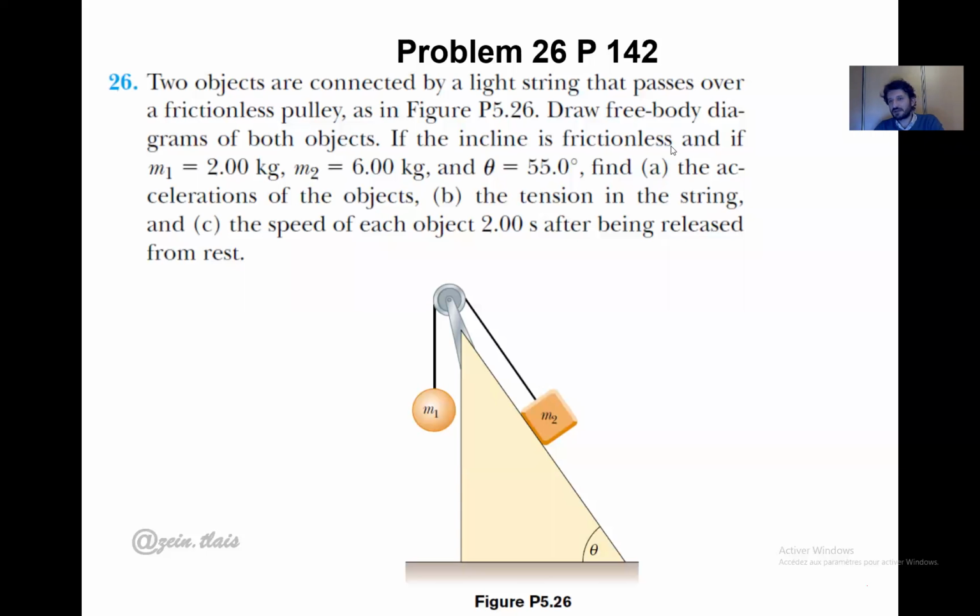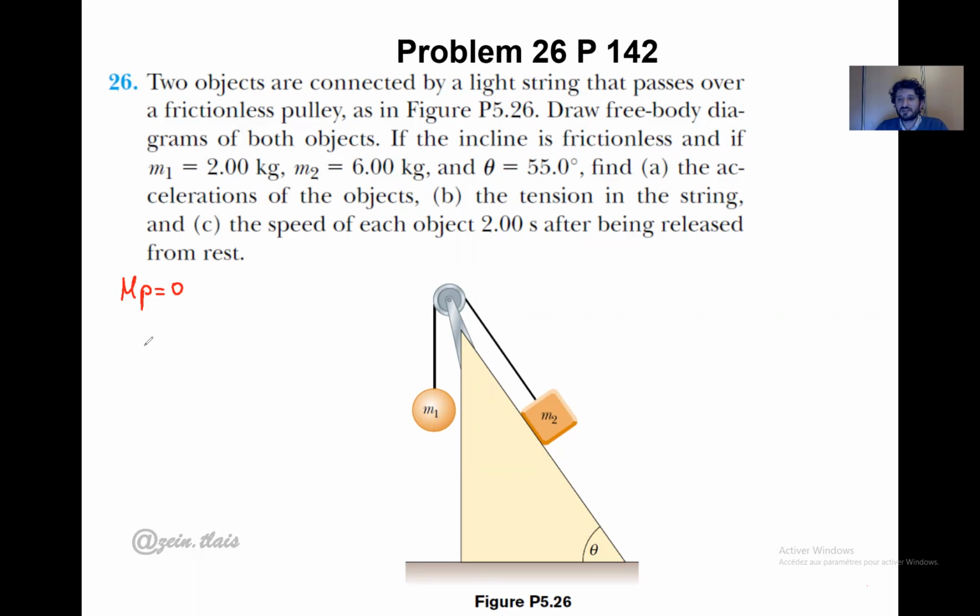Problem 26, page 142. Here we have two objects, M1 and M2, connected by a light string. When we say light string, it means the tension on each side must be equal, okay? Here we have a massless and frictionless pulley. We can say the mass of the pulley equals 0.